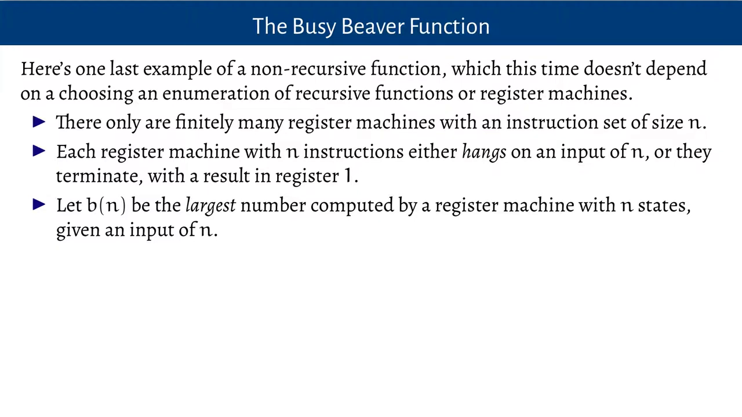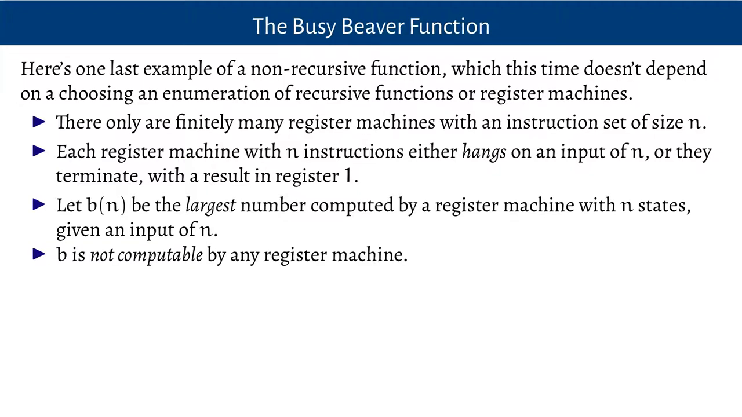There's only finitely many n instruction register machines. Each of them, when given an input of n, either terminate or they don't on that input. Of course, we can't calculate whether they terminate or not in general, but there's only finitely many of these things. Either they do terminate or they don't. You just wait and see. And of those ones that do terminate, because there's only finitely many that do, there's a largest number that they compute, that they leave in the first register. So let the largest among those be b of n. This function b cannot be computed by a register machine. This is what's called the busy beaver function.